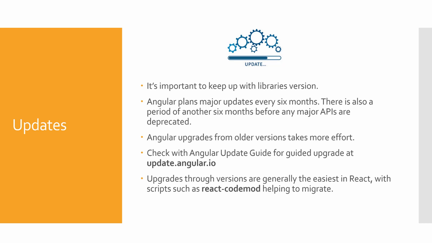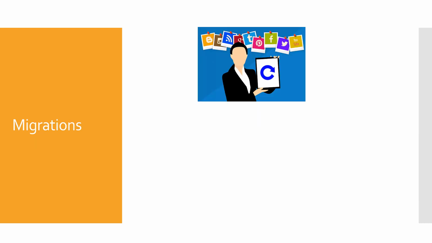Facebook has stated that stability of React is of highest importance to them, as huge companies like Twitter and Airbnb use React. Upgrades to versions are generally the easiest in React, with scripts such as React Codemod helping to migrate. For example, for removing unused React imports in a React 17 project, use npx react-codemod update-react-imports. I think it's important to review the migration trends for the comparison, since it might be a vital part of deciding on the choice of framework.